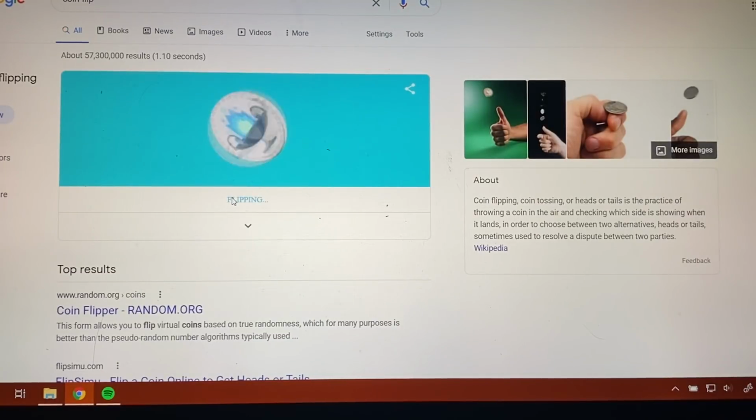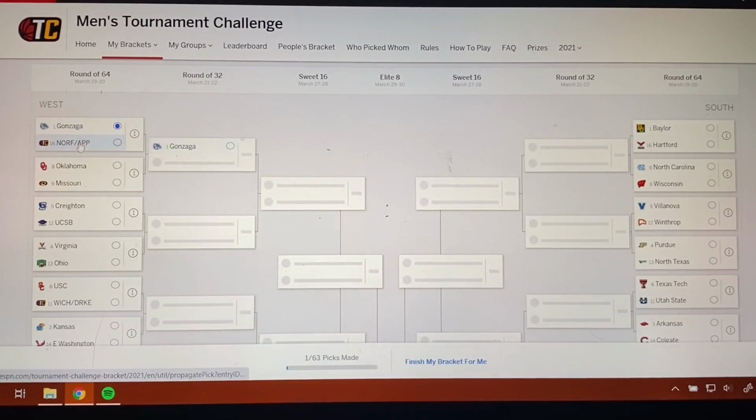Oklahoma versus Missouri. Let's see who we're having. Oh, by the way, the heads versus tails: heads is who is on top. So over here we have heads, who is on top of the bracket. We have Gonzaga being on top, and then we would have Norfolk State or Appalachian State. If it was tails, we would have tails being the bottom. It doesn't matter about seeds. It just matters about who's on top and who's on bottom, because we could have the same seeds in the Final Four. So that's just how we're doing it here.